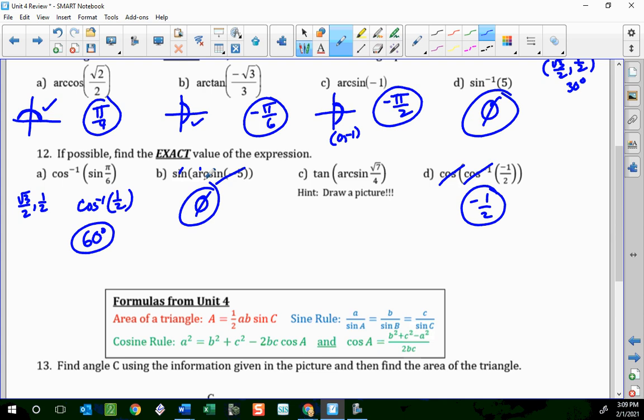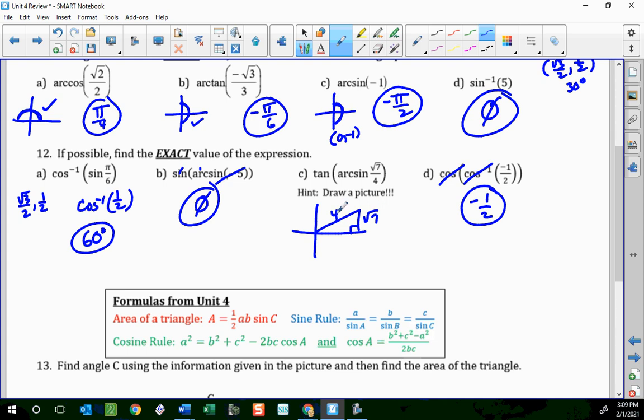All right, and then letter C. For letter C, I don't recognize the sine of radical 7/4 as being something off the unit circle, so that's why I gave you a hint to draw a picture. Arc sine of radical 7/4 is going to be in the first quadrant, positive. The sine is the opposite over the hypotenuse, so we're going to have to find the third side.